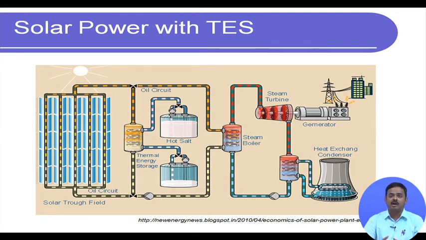I cannot switch off power generation during night just because there is no sun. So, how do I do this? I need to store energy that I am getting during daytime to be used during the night. All right. So, what is happening over here? Over here, this is the solar trough, and where we are getting the solar energy from the sun.